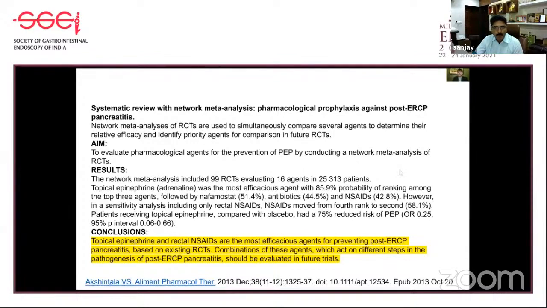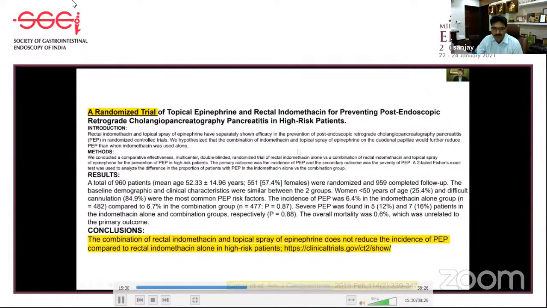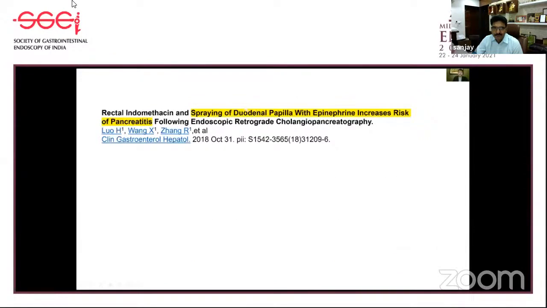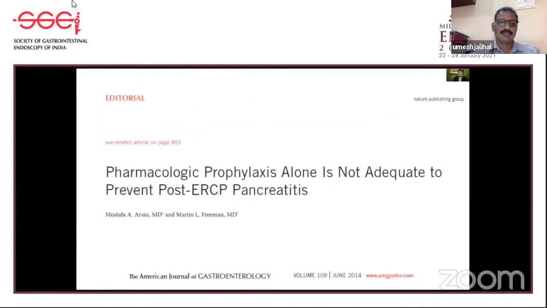Subsequently, the Johns Hopkins group has collaborated with several of the practices in India. Some of you have participated in these studies, and they've done a large study that looked at topical epinephrine spray along with rectal indomethacin, and actually it did not reduce the incidence of post-ERCP pancreatitis compared to rectal indomethacin alone in high-risk patients. So pharmacological prophylaxis alone probably is not adequate to prevent post-ERCP pancreatitis.